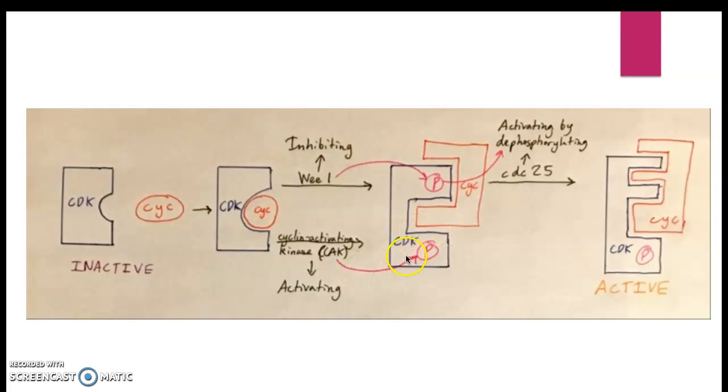And so you see here, CDK and cyclin bind to each other, and then we've got some phosphorylations that occur. CAK, that's cyclin activating kinase, adds one phosphate to CDK, and this WEE1 is going to add a second one, and this second one is actually inhibitory, so it helps cyclin bind a little bit better, but it prevents full binding. And so for that, we need CDC25 to dephosphorylate to fully activate the CDK-cyclin complex. And as you can see, it becomes fully active here in the far right.